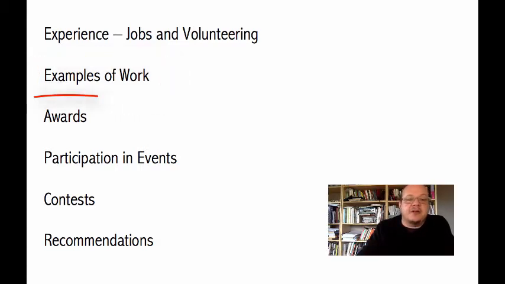Other things you might want to include are awards. If you've won awards for anything, they're always good, and you can often either have a digital copy or maybe a scan of that in the portfolio.